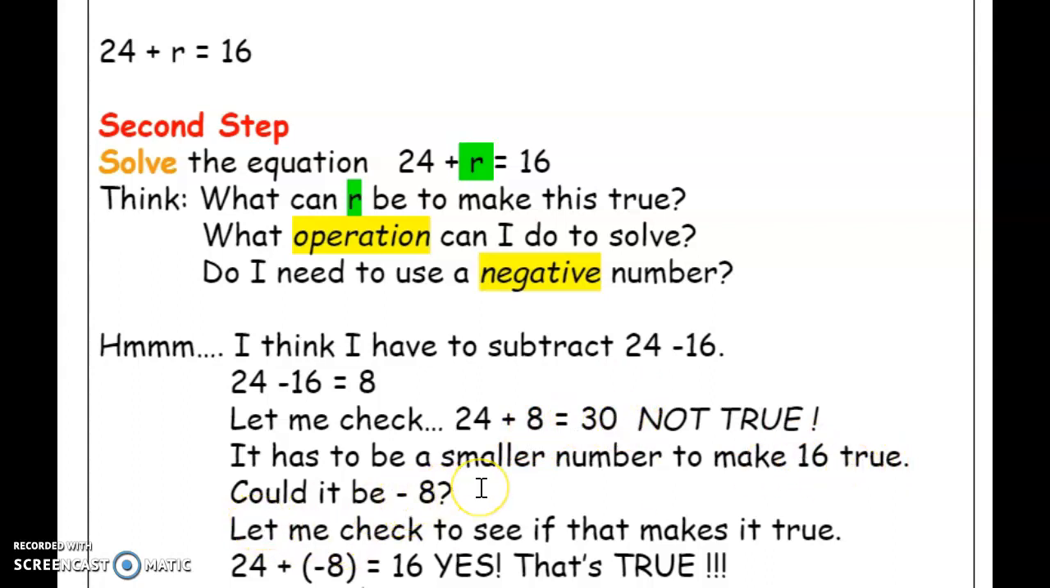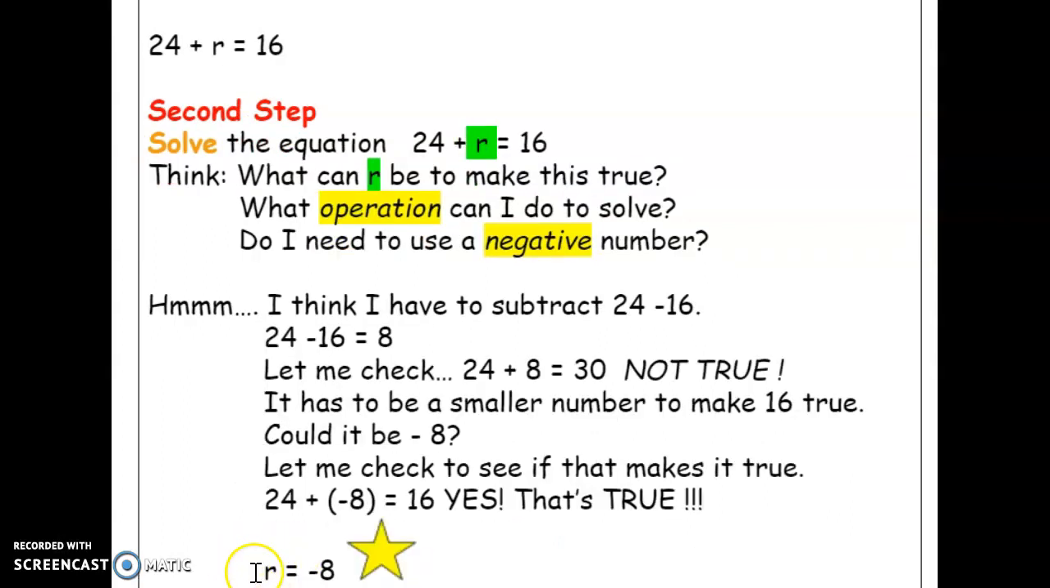Well, could it be negative 8? Let's check and see if that makes it true. 24 plus negative 8 equals 16. And yes, that's true. So our final answer, r equals negative 8, makes it true.